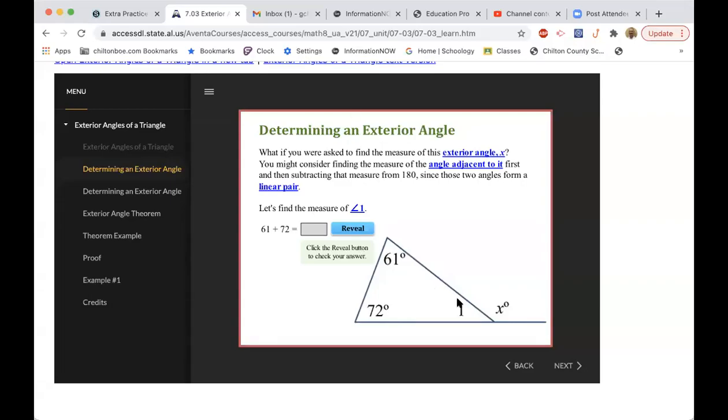So here it's asking to find the measure of this exterior angle here. First, I'm going to do it the way I just told you. Find this interior measure of 1 by subtracting 61 and 72 from 180 to get 47, or you could have added 72 plus 61 first to get 133 and then subtracted that from 180. Either way, you get 47 here. And then this angle 1 and this angle x are supplementary. They add together to give you a straight line, 180 degrees. So 180 minus this measure of 47 equals this measure of 133.